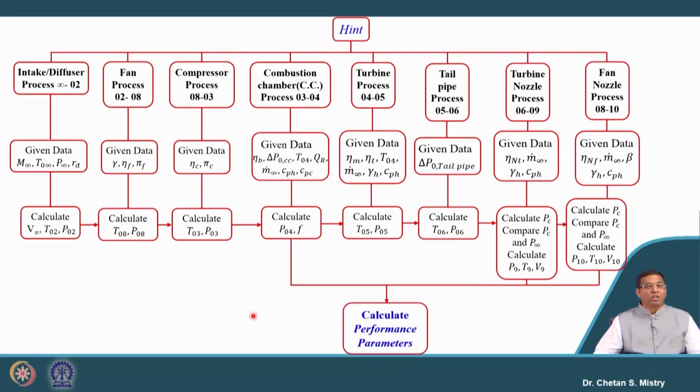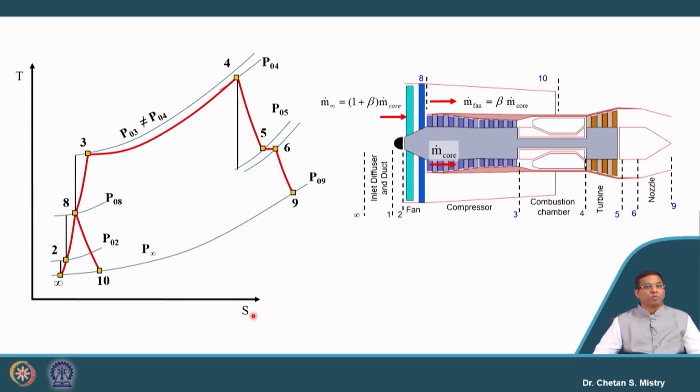Once we have all these parameters, we can calculate what will be the performance parameters of this particular engine. These performance parameters are thrust specific fuel consumption and all three efficiencies. Okay. So, I am sure you now have an idea, and you can make this diagram and start doing the calculation for this. So, let us put this as representing my line diagram and TS diagram.